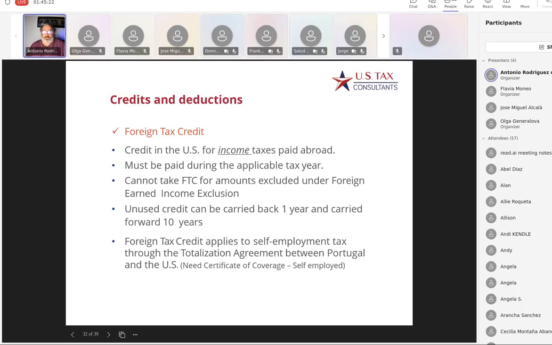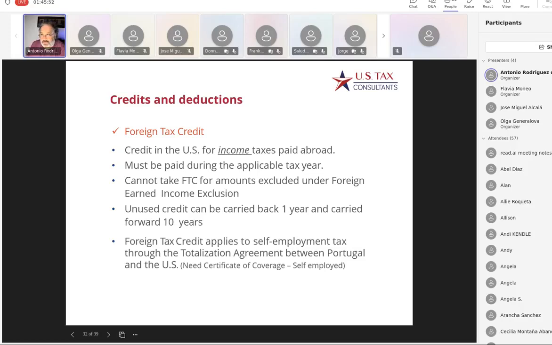But there are two typical cases that we have faced in which, if you have been using the foreign tax credit, the foreign earned income exclusion, you don't have this carry forward, which are when you are fired from a company, the indemnization. How do you call that? Well, that pays does not pay taxes in Spain, but it pays taxes in the US, and then that is a problem.